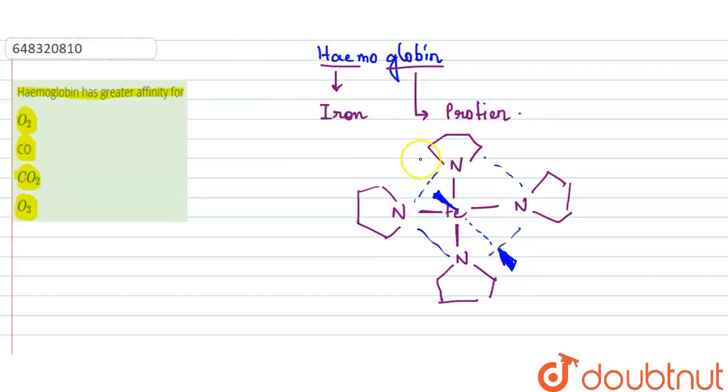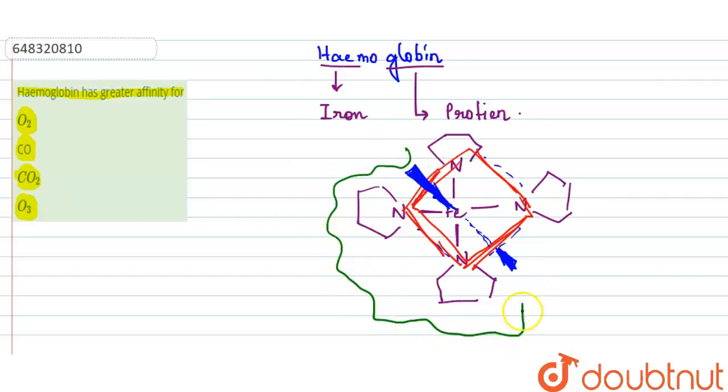So basically, if this is the plane of the porphyrin ring, then there are 2 more perpendicular hands. One is this one, another one is down to this one. So the smaller the group, the more it fits with it. These two hands basically fit with the globin protein. So basically this one is the globin protein.